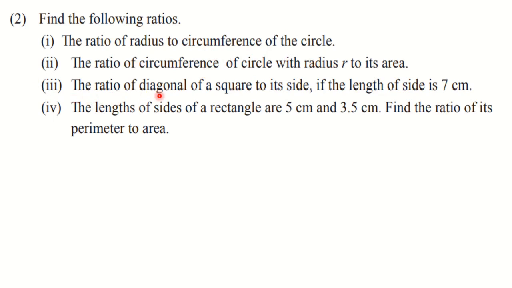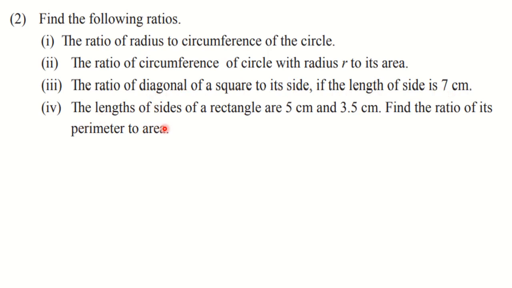Third one, see, the ratio of diagonal of a square to its side. So the length of the side is given as 7 centimeters. So if the side is 7 centimeters, you know that the diagonal is 7 root 2. You have studied this. If the side is x, then the diagonal is x root 2. Similarly, if the side is 7, then the diagonal will be 7 root 2. And then you can find out the ratio.